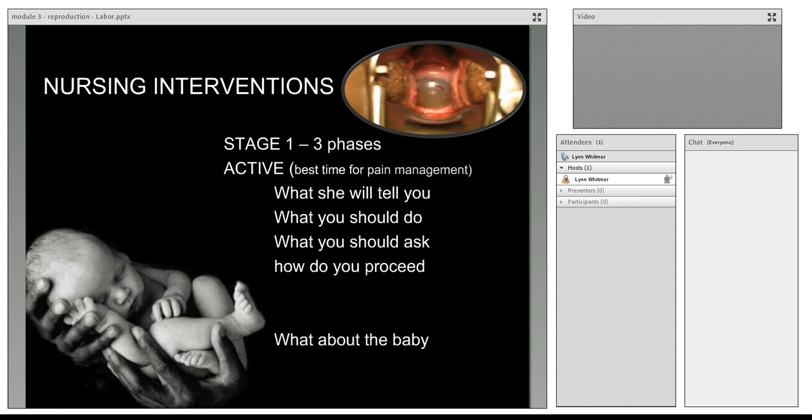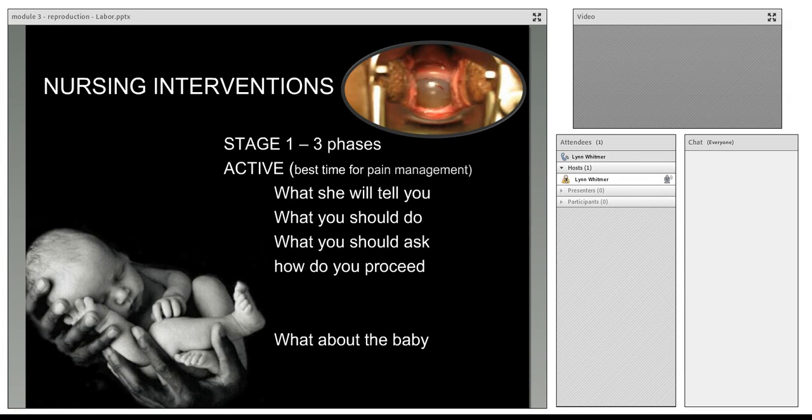We would give it IV push, and we give it at the peak of the contraction, so less bulk of the medicine is going to the baby initially, right? So that is our plan if we're going to do systemic medications. If she wants an epidural, that's another discussion, and we're going to come and talk about pain management as we go through.